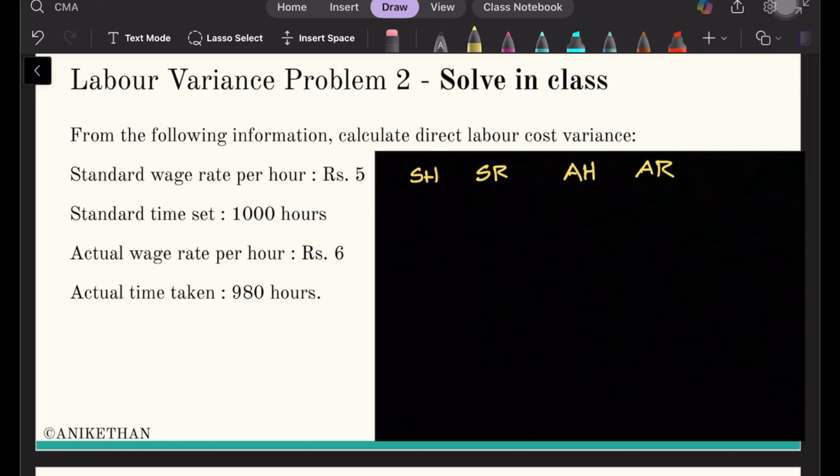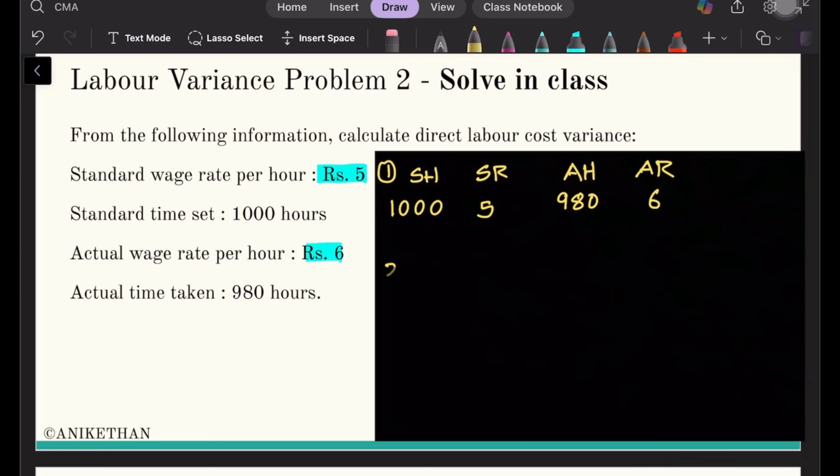From the problem statement, I know standard wage rate per hour is 5. So this will go under standard rate, 5. Then standard time set is 1000 hours, so I will write it under standard hours. Next, actual wage rate per hour, which is rupees 6. This will go under AR. Then actual hours are nothing but actual time taken, 980, which will go under AH. So this is my first step.